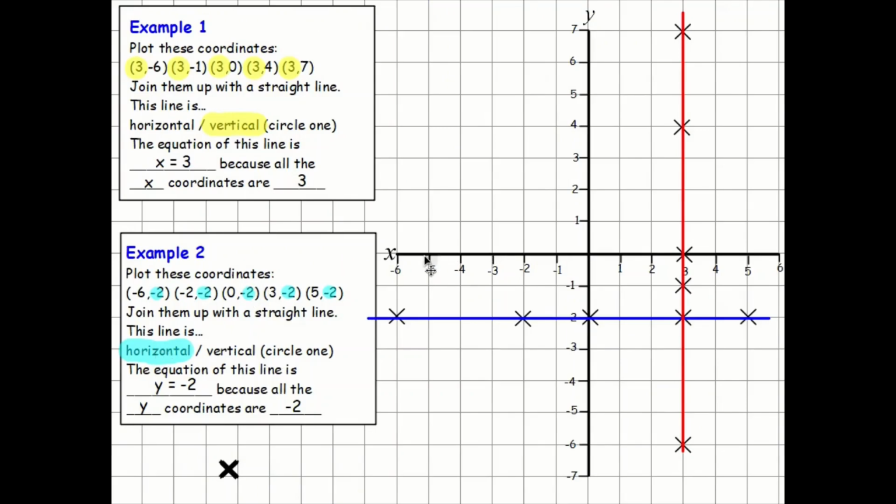So your x-axis is horizontal, but your lines x equals are vertical, like this red one here. The y-axis is vertical, but the lines y equals are horizontal, like this one. If you're ever stuck, just look at the coordinates on the line, and that will tell you. Here, all the coordinates have x equals 3, so the equation is x equals 3. All the coordinates here have y equals minus 2, so the equation is y equals minus 2.